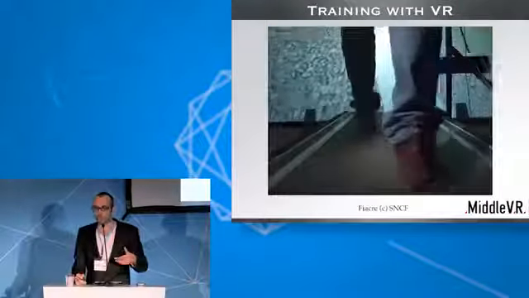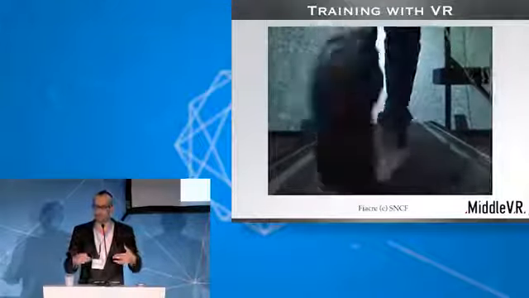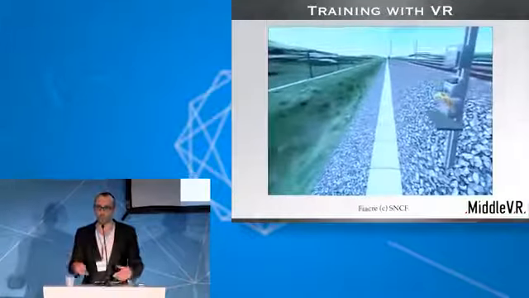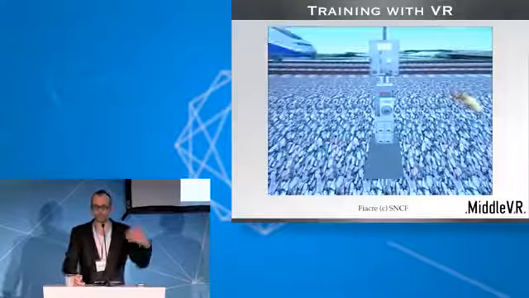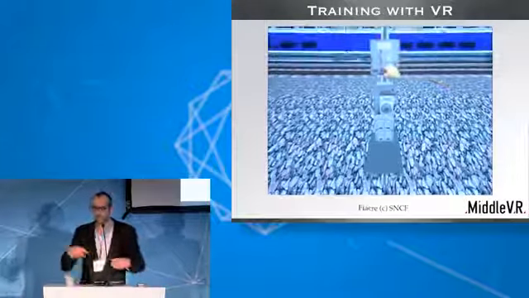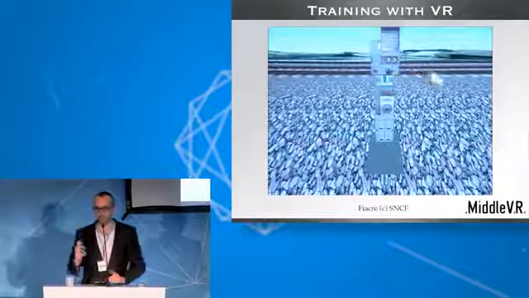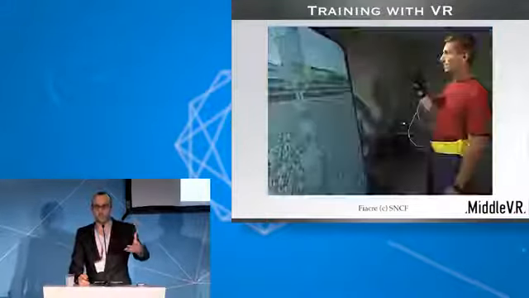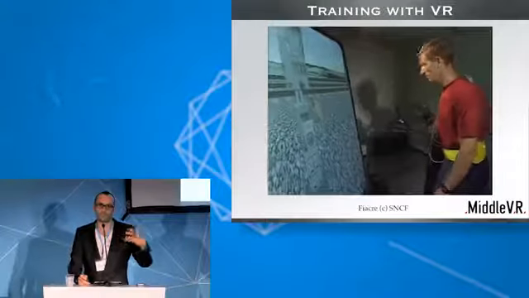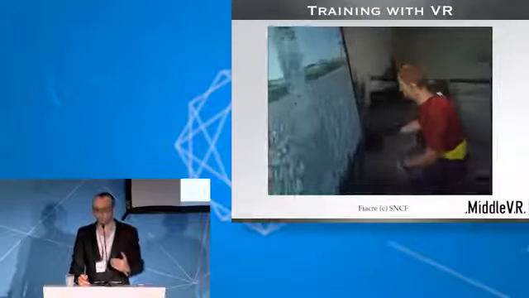This is used to train a driver to perform some procedures on the tracks. He has to get down from a train because there's a problem, and he has to go somewhere and do these procedures. He has to open a box, get some keys, and perform various actions in a very particular order. It's rare to do this procedure in real life, but when you have to do it, you have to be prepared and you have to know it by heart.